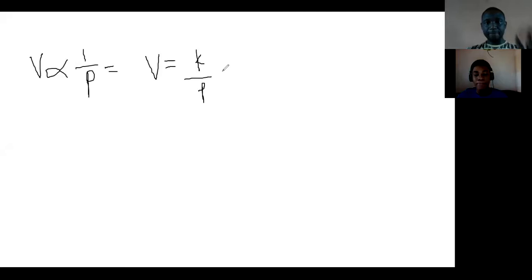Now, what this is trying to tell us is that V is equal to K over P, and that gives us that K is equal to what? PV. Now, this tells us that it is an inverse relationship. This means that if volume increases, what happens to pressure? Pressure decreases, yes.